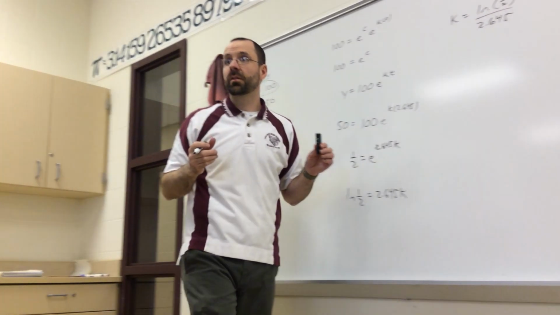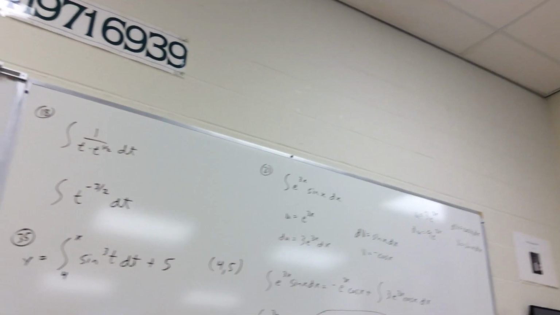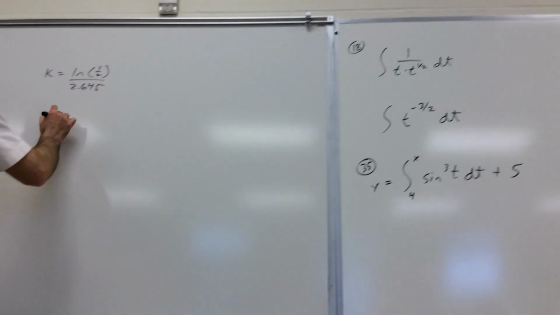All right, what's next? Yes, Kira. 55. Okay, so 55, you need some more information than what they give you on the page.